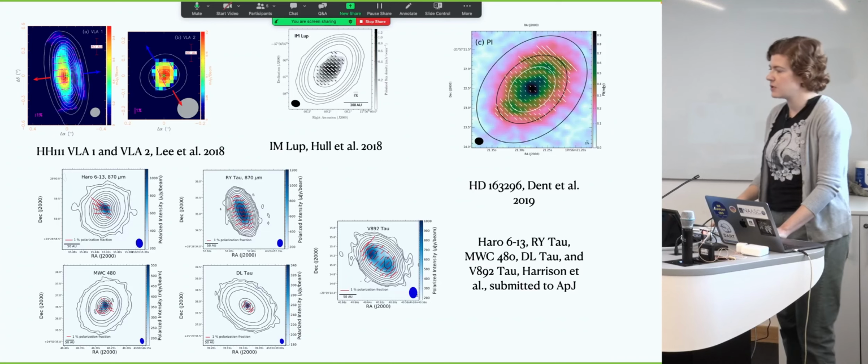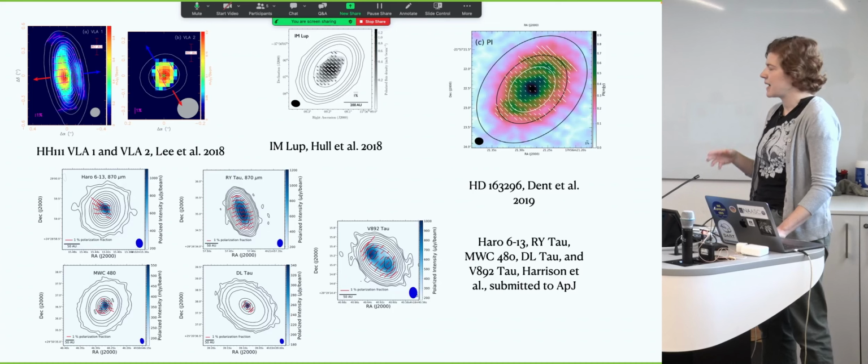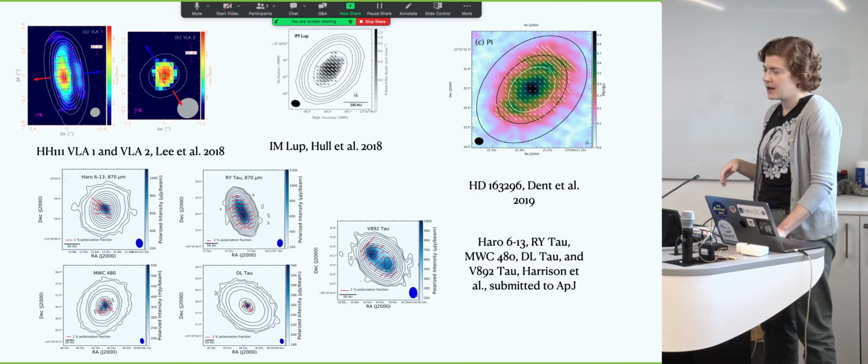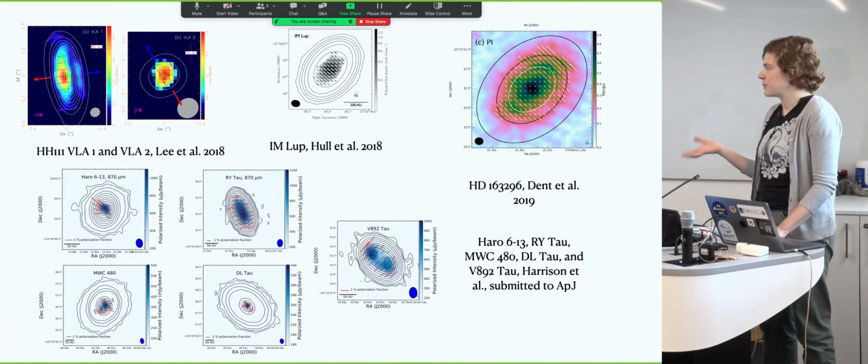So in addition to HL Tau, this polarization pattern that's consistent with scattering has been observed in a bunch more disks, especially at wavelengths of around 870 microns, which is ALMA band 7.